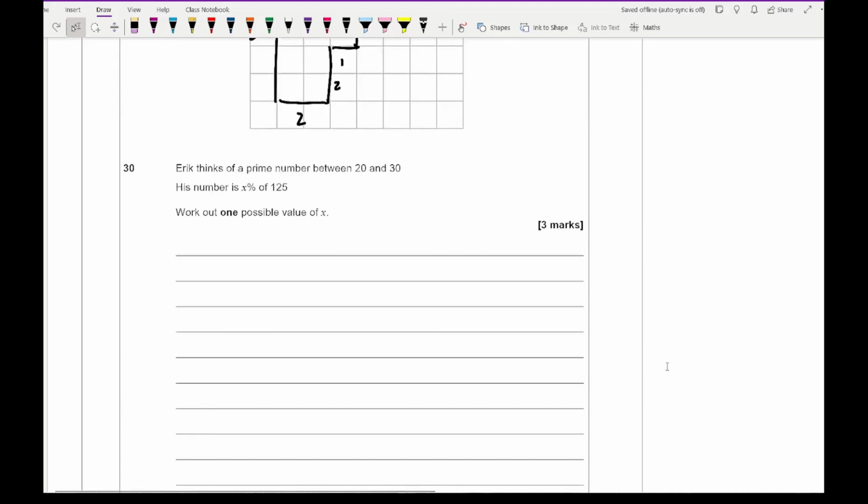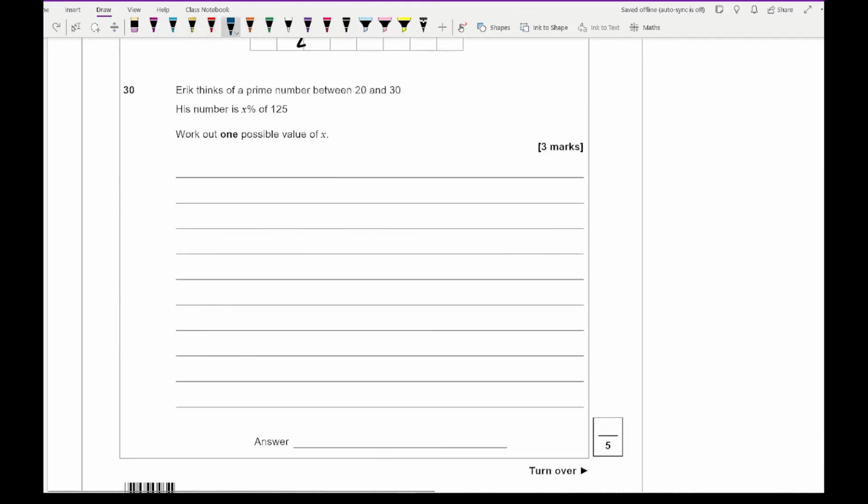Question 30 says Eric thinks of a prime number between 20 and 30. His number is x% of 125. Work out one possible value of x. So for this, the first thing we need to do is establish what the prime numbers between 20 and 30 are, and that's going to be 23 or 29.